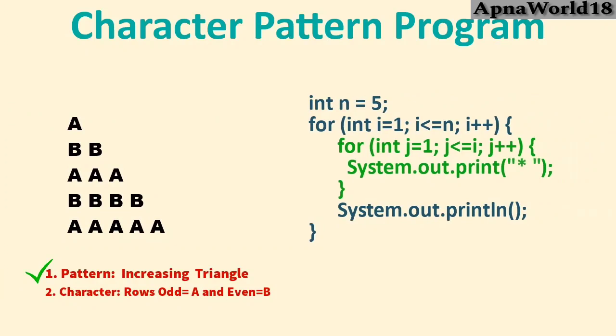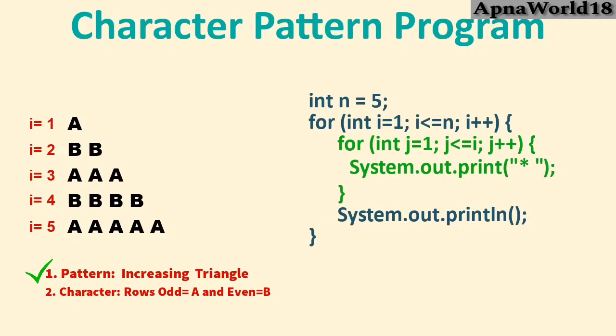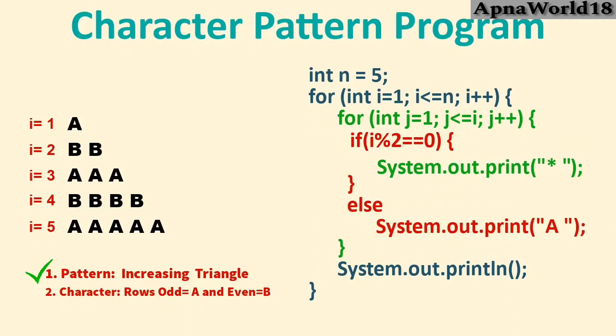Now we do know how to write a star pattern program for this pattern. Now in this pattern, in rows 1, 3, 5, I want A and in rows 2 and 4, I want B. So what it is saying is that for odd rows, print A and for even rows, print B. So what we need to do in such scenarios is just add an if-else around the print statement. What we will say is if I is even, meaning if I%2 equal to 0, then print B, otherwise print A. With just this change, you have your code ready.